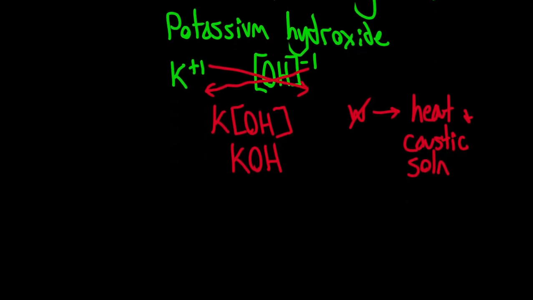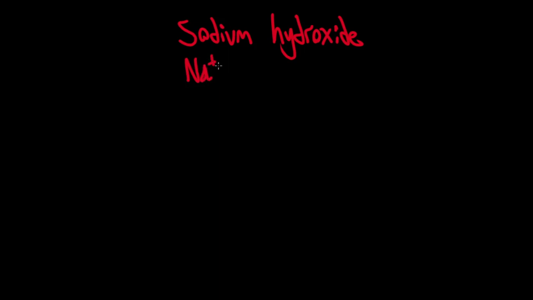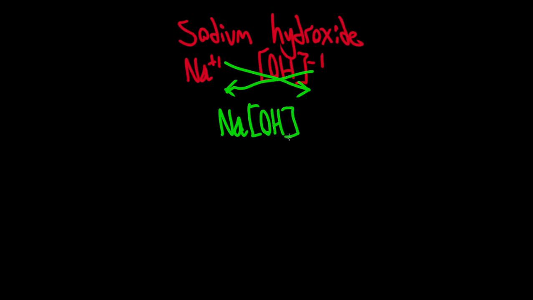Okay, let's go on to another example where I have sodium hydroxide. Alright, and sodium's going to have a +1 charge. Hydroxide is going to have a -1 charge. And I do my crisscross, and I get Na OH, which I can just write as NaOH like that. Easy peasy.